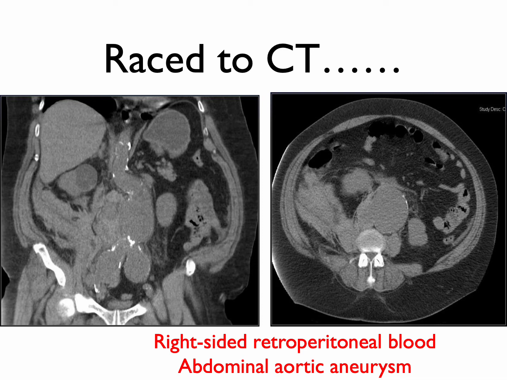We quickly race this patient to the CT scan while someone's notifying the vascular surgeon that we've got a potential ruptured AAA in the department. And this confirms that you've got right-sided retroperitoneal blood. So this patient's actually ruptured his abdominal aortic aneurysm into his retroperitoneal space. So he's bleeding into the back, as you can see there on those CT pictures.